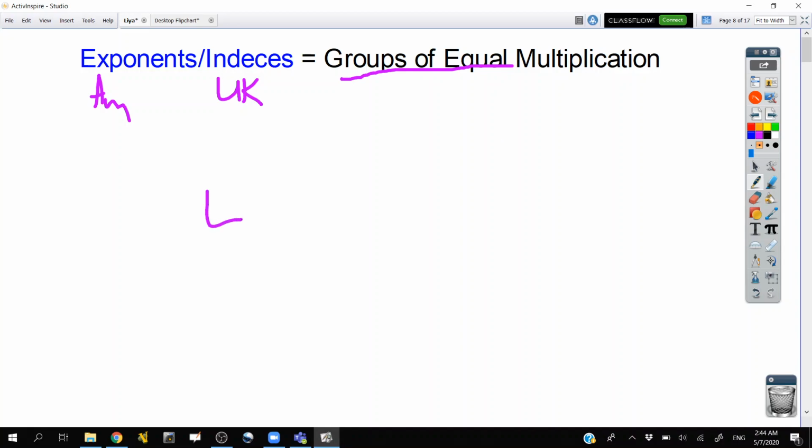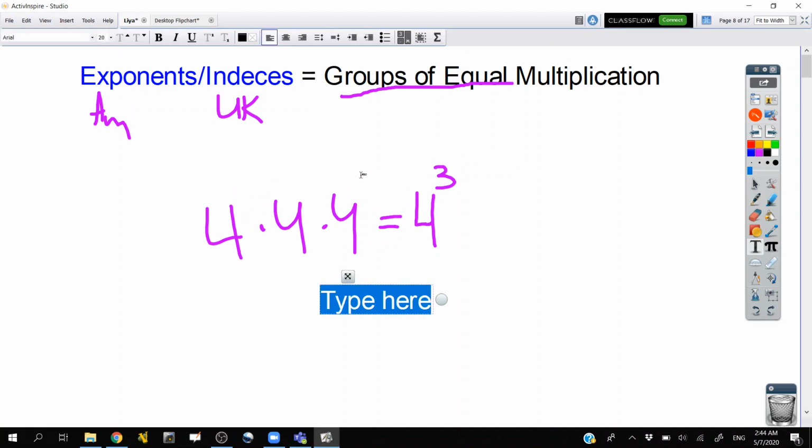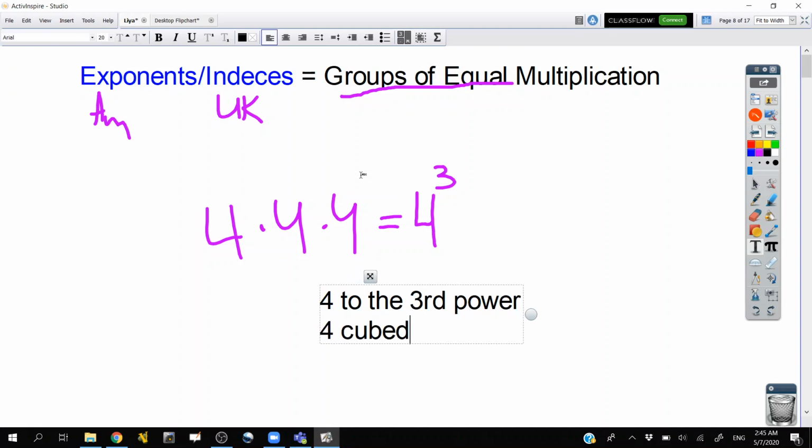So say I had 4 times 4 times 4. We want a way to write this in a nicer way that just describes the same thing. In this case, there are 3 4s that are multiplying. The notation that was settled on is saying 4 to the 3rd power, or 4 cubed. So I'd like to just write that real quick, and then we'll look at some vocab. 4 to the 3rd power, or 4 cubed.